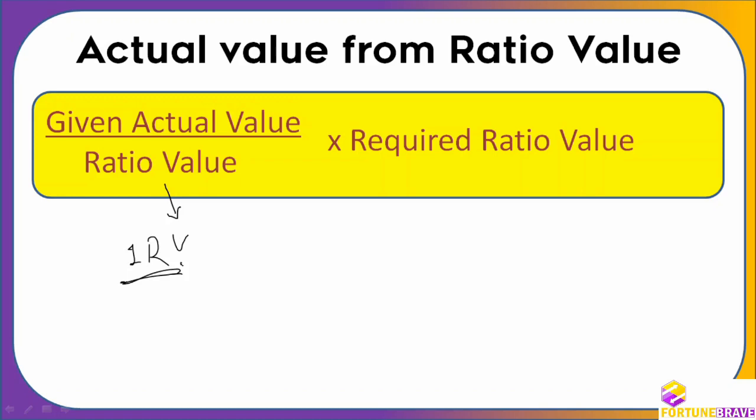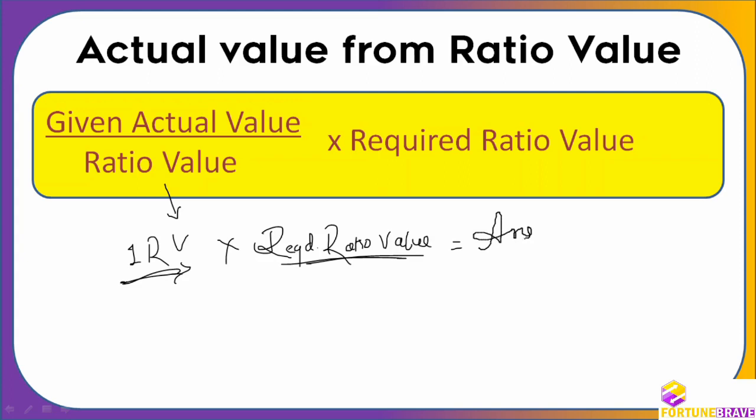1 RV, and then whenever you get this, you can multiply it with the required value, the corresponding ratio value. So if you multiply 1 RV with RRV, you will get whatever answer you want. Okay, that is fine, I think.